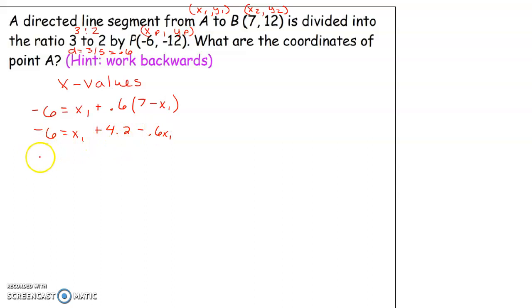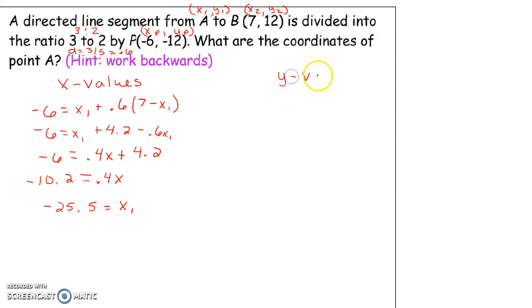Since I just have the same variable, I'm going to stop labeling it as 1. I'm going to combine my like terms here, and I get a 0.4x plus 4.2. Subtract 4.2 from both sides. Divide by 0.4 on both sides, and I get a negative 25.5 equals my x1. Do the same thing for the y values.